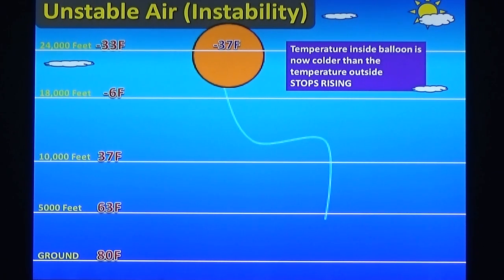Again, we need an unstable atmosphere to grab those moist parcels of air that are lifted by those fronts and keep them rising until we get those thunderstorms to form.